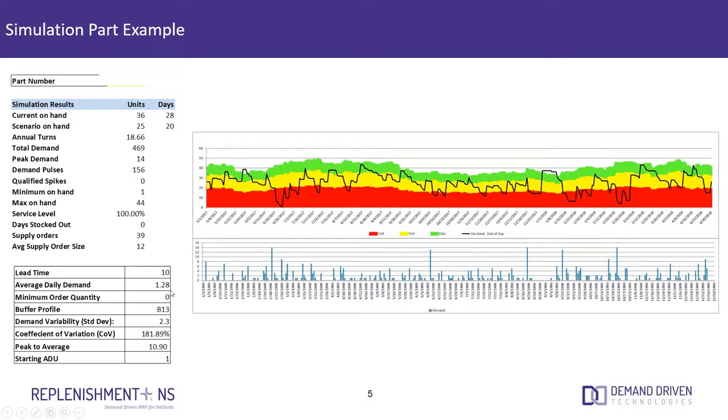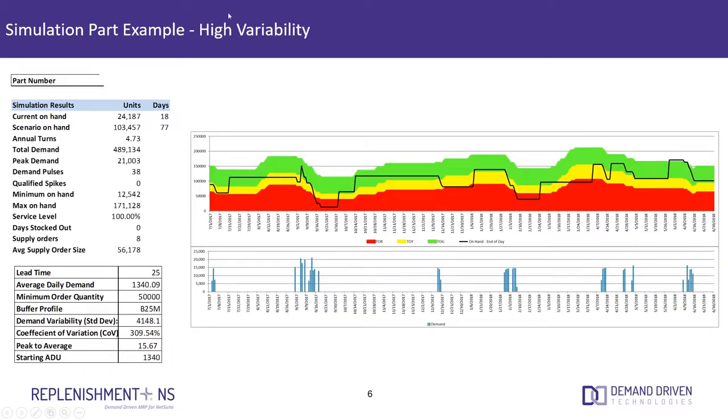Again, very powerful. Down at the bottom, I see some statistics about the item. So what's my ADU, or my average daily demand? It's about 1.28 on this guy. I've got a lead time of 10 days and some more variation statistics at the bottom. So this is very typical of a part that you would see in our simulation.